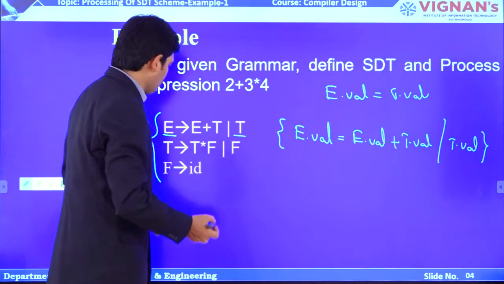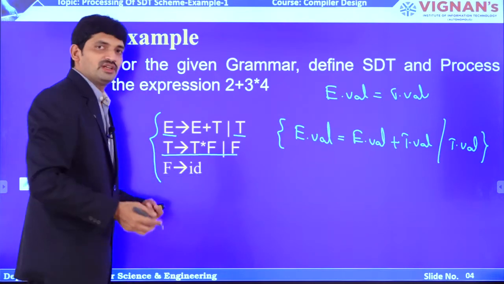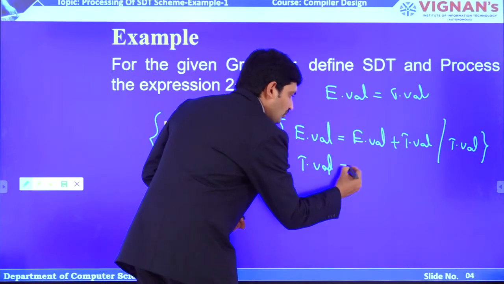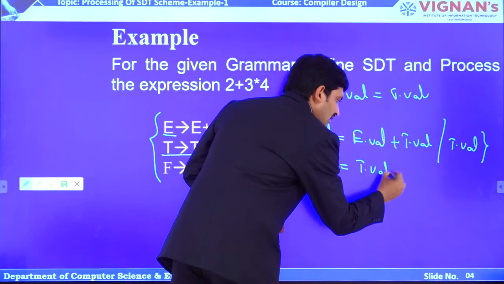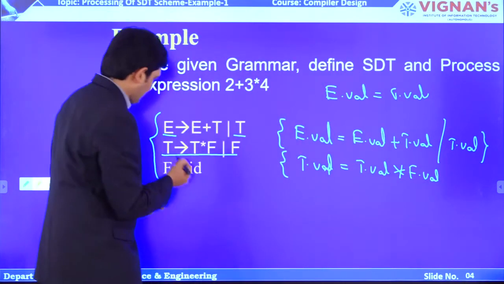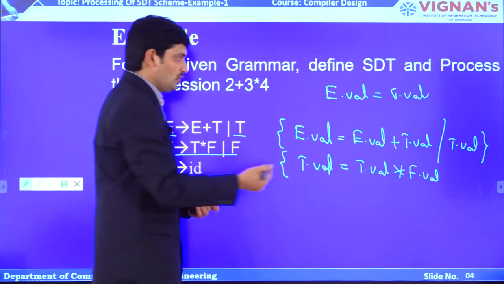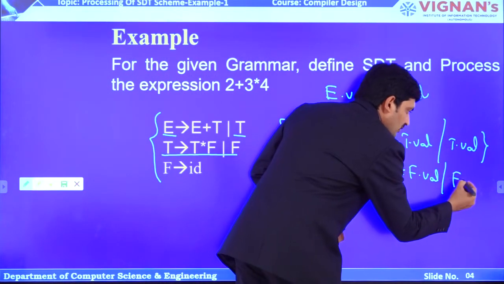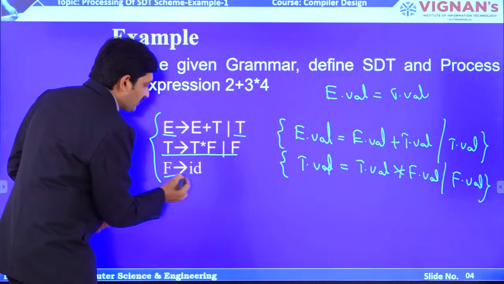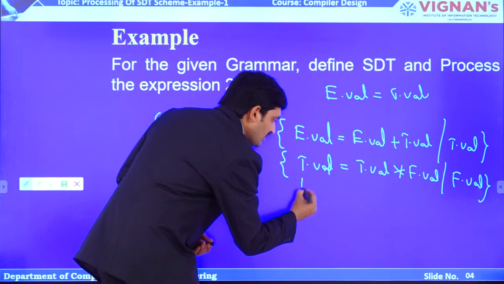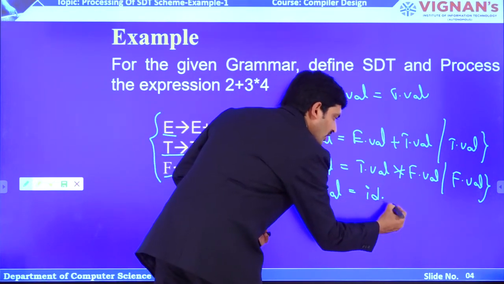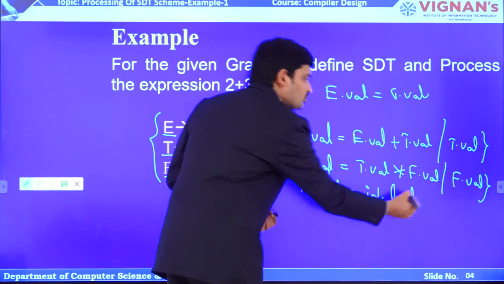Now come to the second one, T tends to T star F. What do you have to write in curly braces? T dot VAL equal to T dot VAL star F dot VAL. And the second one is T tends to F, so T dot VAL equal to F dot VAL. Now come to the third one, F tends to ID, which indicates F dot VAL equal to ID dot L value. L stands for the lexical value.